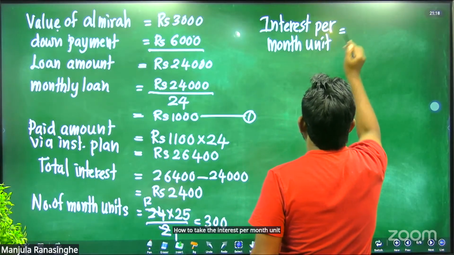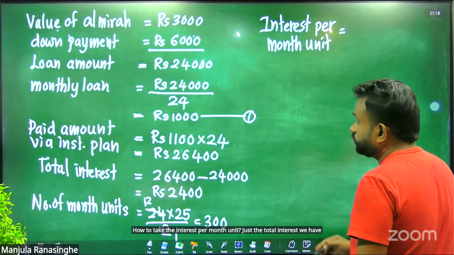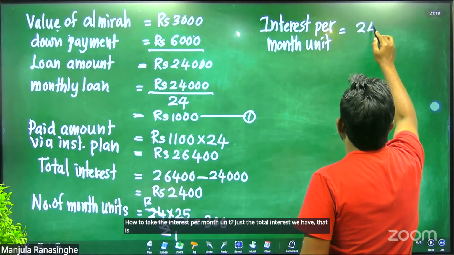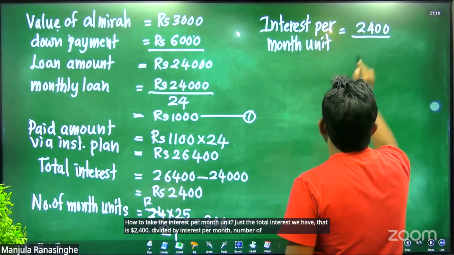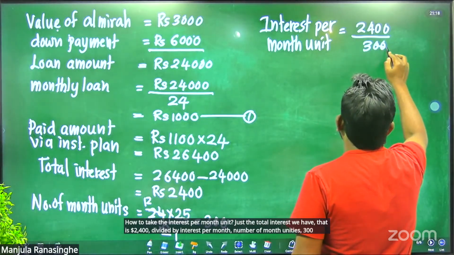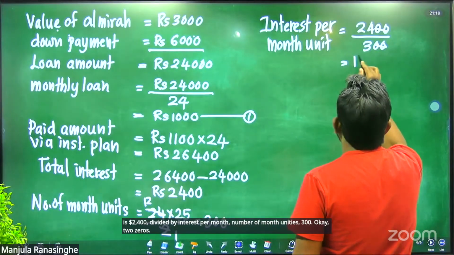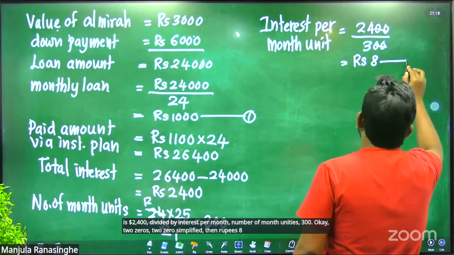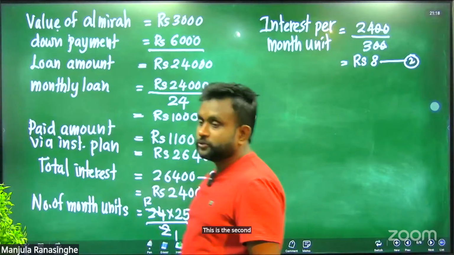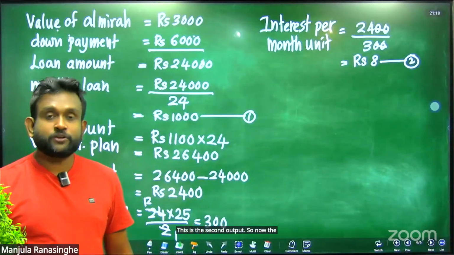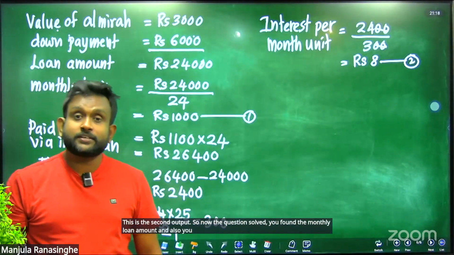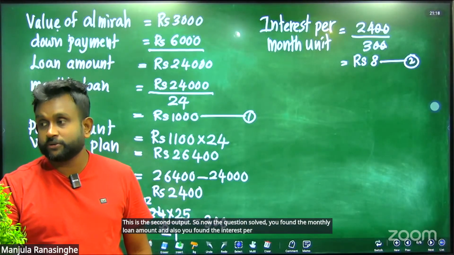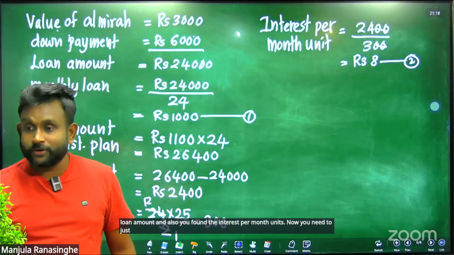Just the total interest we have, that is 2,400, divided by the number of month units, which is 300. Okay, two zeros simplified. Then rupees 8. This is the second output. So now the question is solved, right? You found the monthly loan amount and also you found the interest per month units. Now you need to just apply the equations only, right?